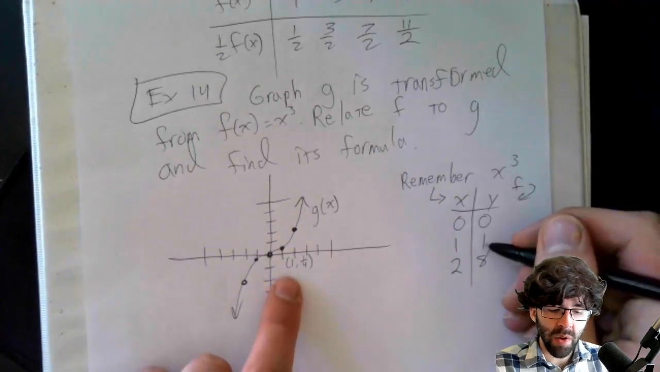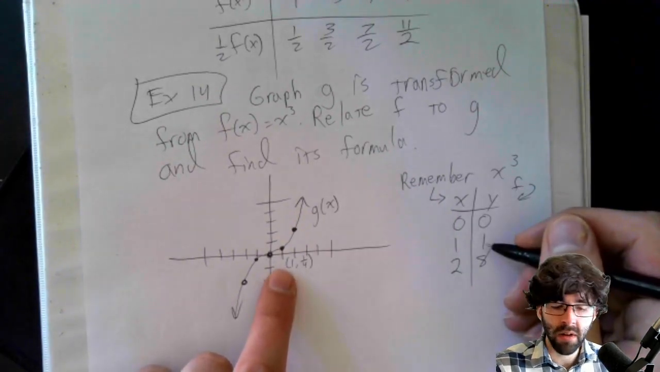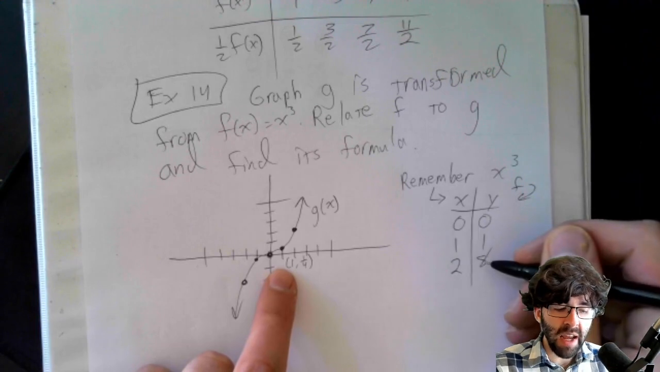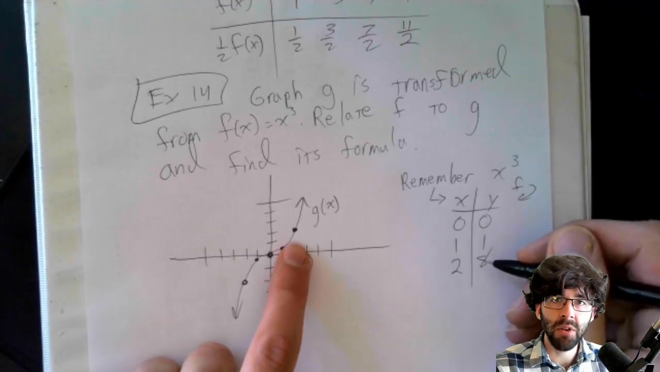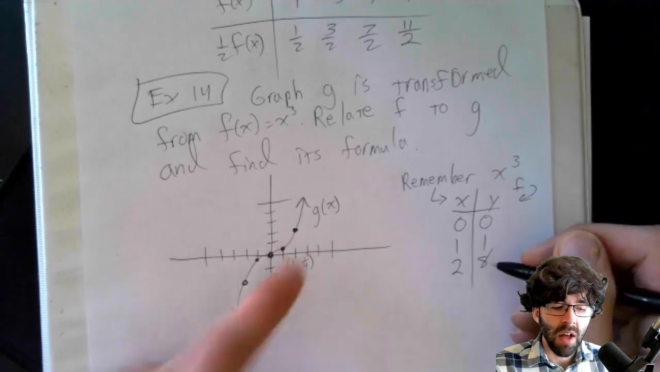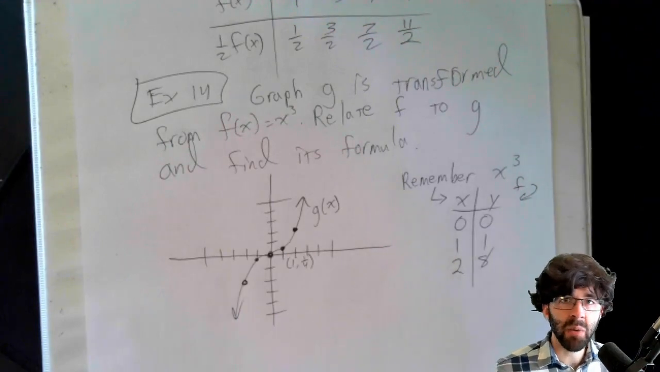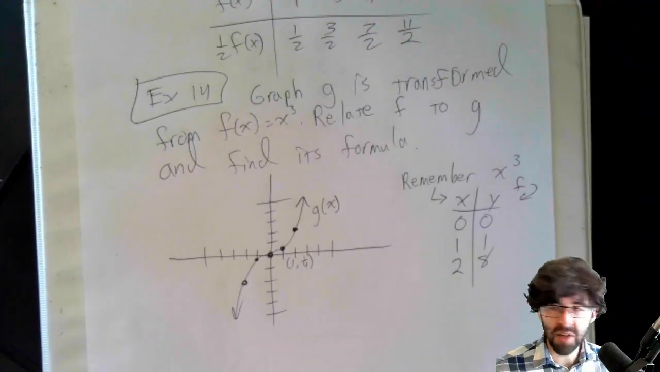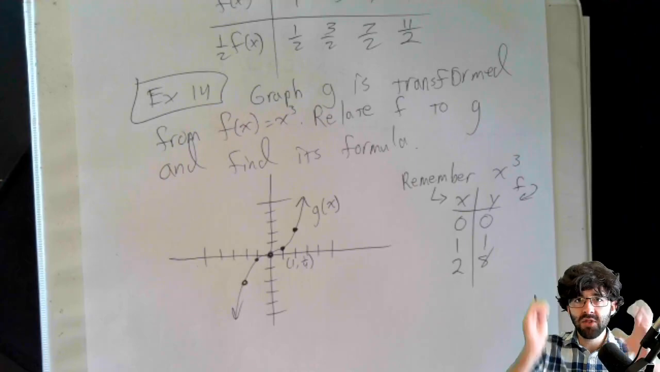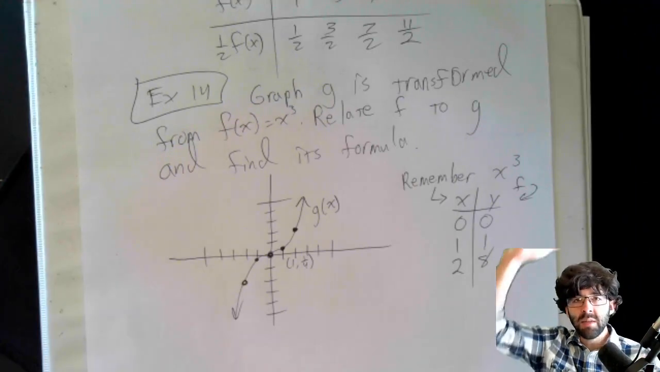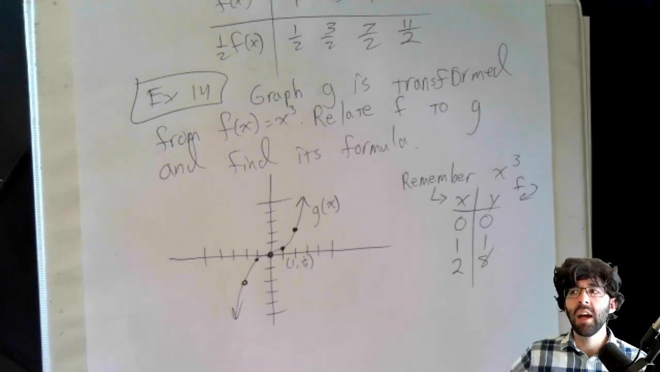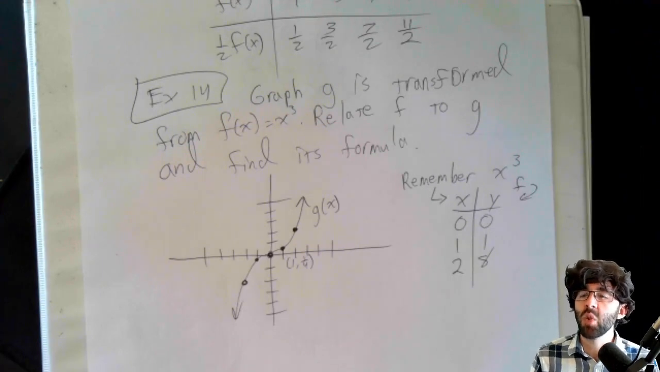Well, we don't have 1, 1, we have 1, 1/4. We don't have 2, 8, we have 2, 2. The y values are all smaller than we expected. But it's not a vertical shift, right? It hasn't just been moved. It's been squished. And the question is, how has it been squished?